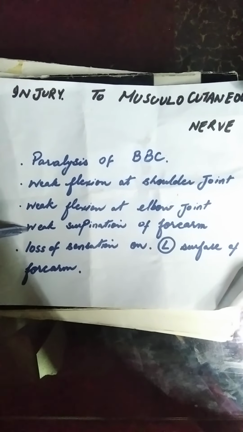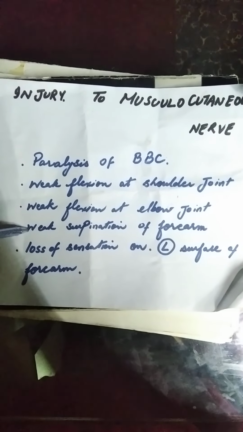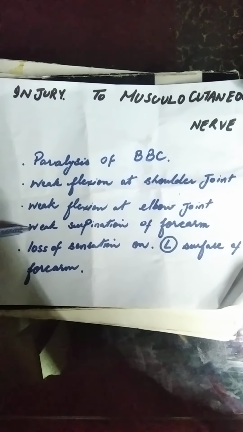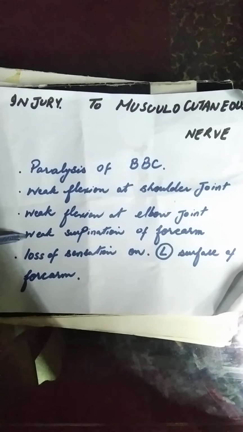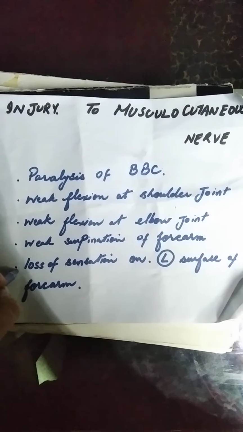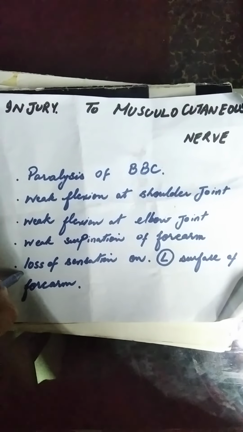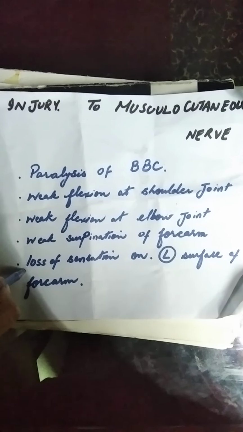But the supination and flexion are weakened, not lost, as this flexion is also caused by the brachioradialis and supination is also caused by the supinator muscle, which is supplied by the radial nerve. So when musculocutaneous nerve is injured, this flexion and supination function is weakened, not lost. Remember this, okay? And when this nerve is injured, there is loss of sensation on the lateral surface of forearm, as this lateral cutaneous nerve of forearm supplies the lateral surface of forearm.